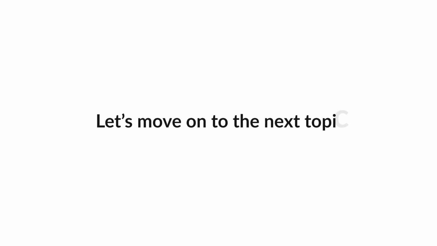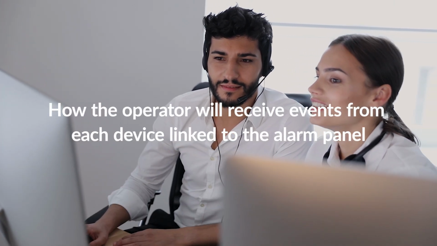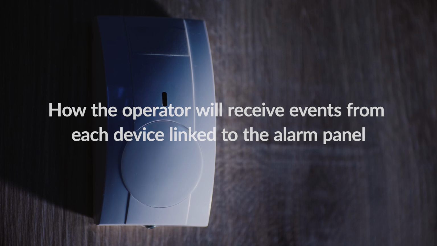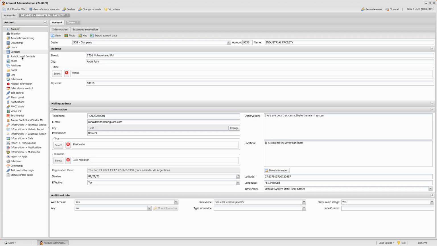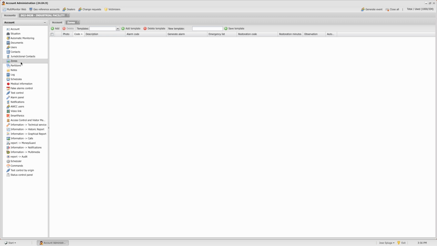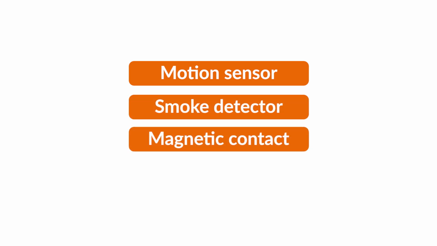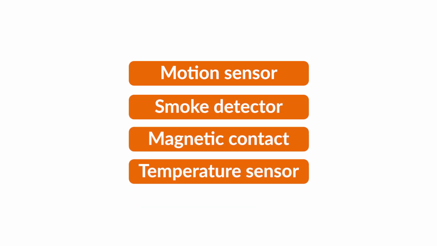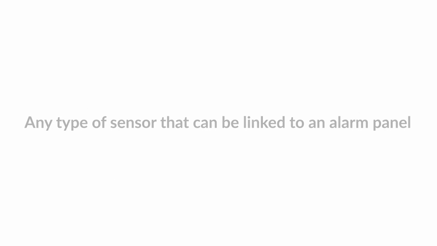Let's move on to the next topic, creating and configuring zones. In this section, we'll walk you through setting up how the operator will receive events from each device linked to the alarm panel right on their screen. Within your account, under the Zones section, you'll have the option to add each device associated with the alarm panel. These could include a motion sensor, smoke detector, magnetic contact, or even a temperature sensor for refrigerators. Essentially, any type of sensor that can be linked to an alarm panel.